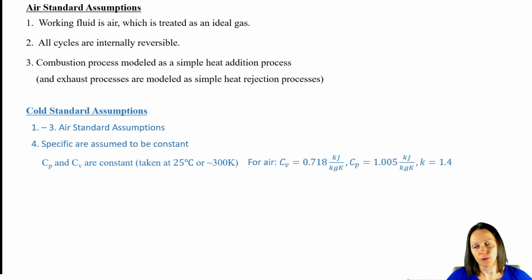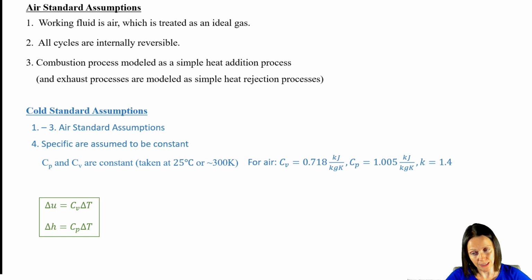For air, you can look up table A20, I believe it is. This would give you CV is 0.718, CP is 1.004 kilojoules per kilogram K, and k, which is the ratio of CP over CV, is equal to 1.4. So if the specific heats are assumed to be constant and you have an ideal gas, any delta U's can be approximated as CV delta T's, and any delta H's can be approximated as CP delta T's.